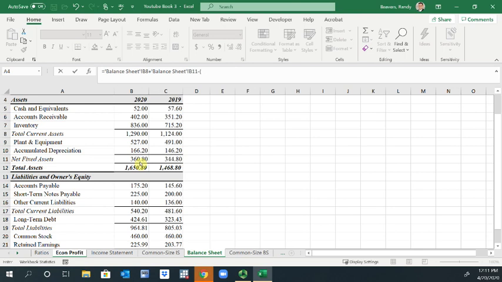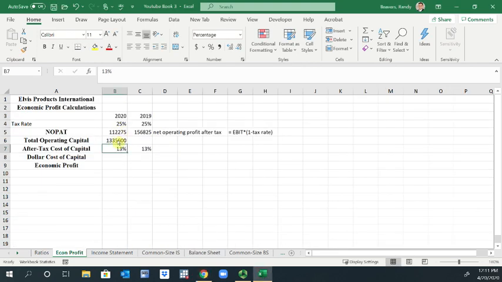minus parentheses total current liabilities minus the short-term notes payable. So we'll end that parentheses, and you'll get the 1.3356 million. I'll now drag that across.